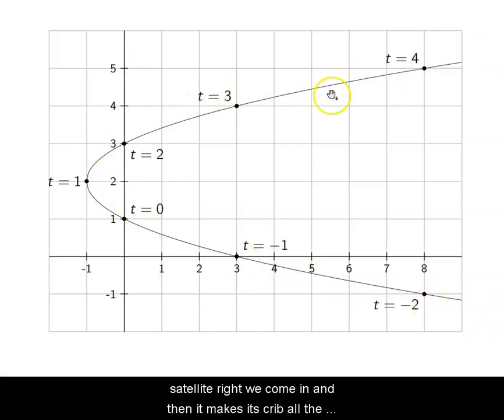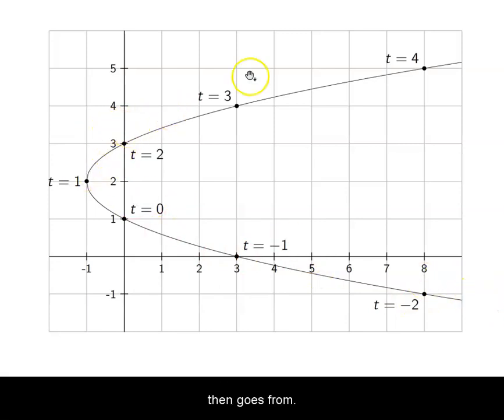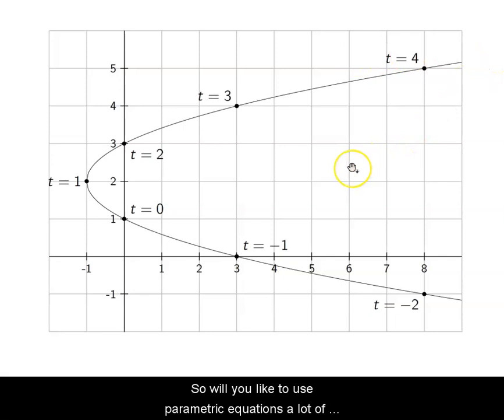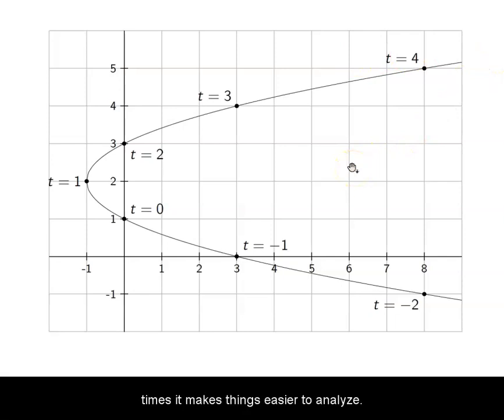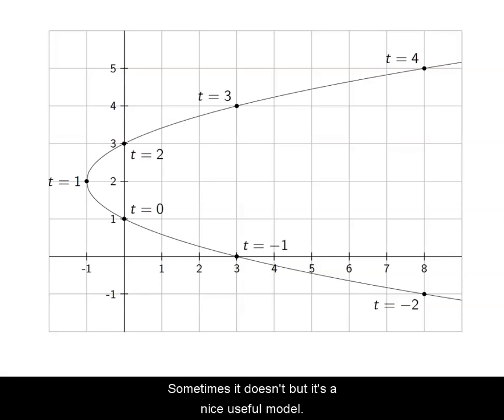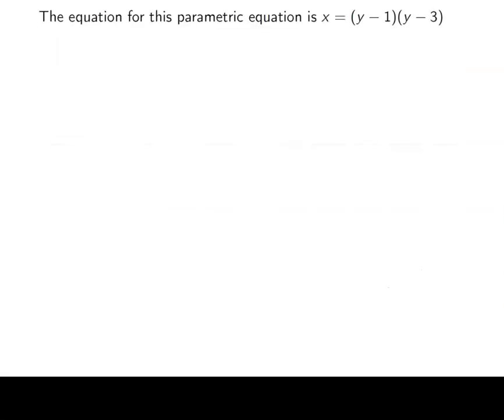We come in and then it makes its parabolic turn, and it has a direction. It flows from left to right, and then from right to left and then left to right. So we like to use parametric equations. A lot of times it makes things easier to analyze. Sometimes it doesn't, but it's a nice, useful model that we can use.